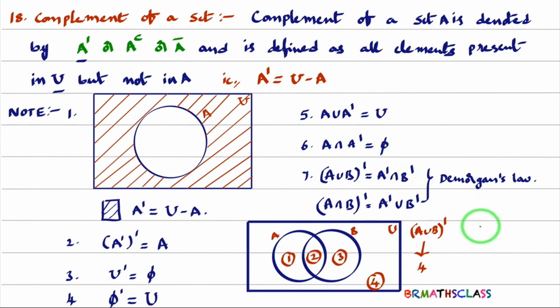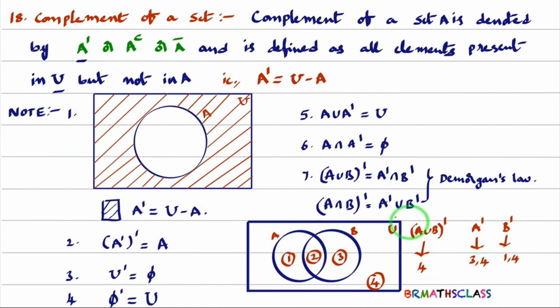Okay. Now A dash. What is A dash? A dash means not A. Other than A, what parts are present in this? 3 and 4. So A dash is 3 and 4. B dash. What is B dash? B dash means not B. Not B. That means 1, 4. You try to understand this.